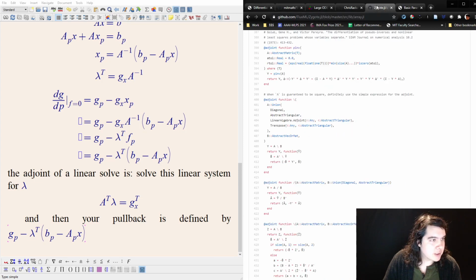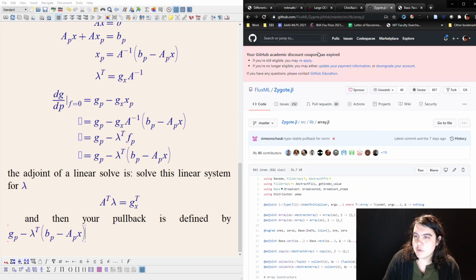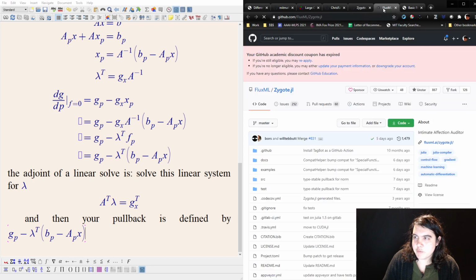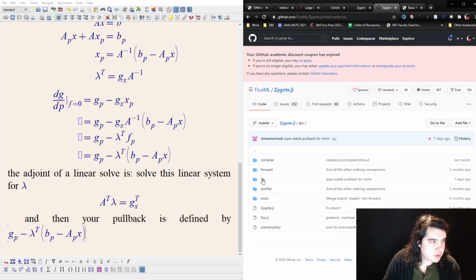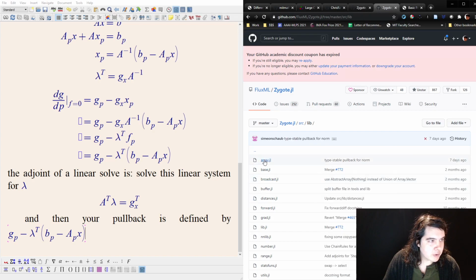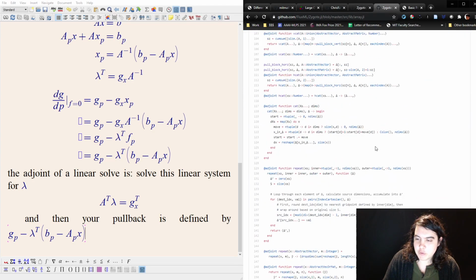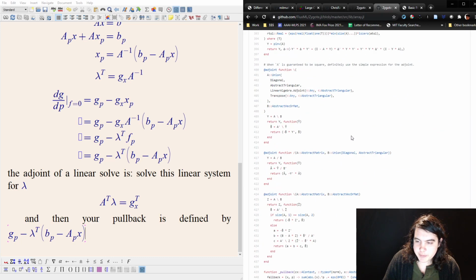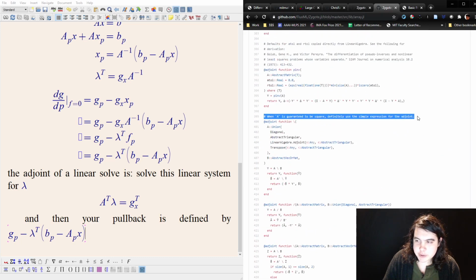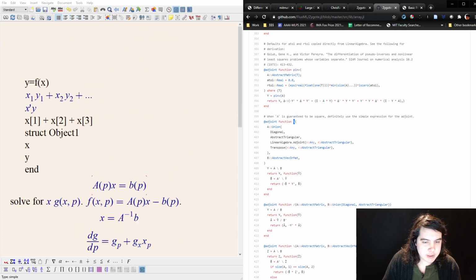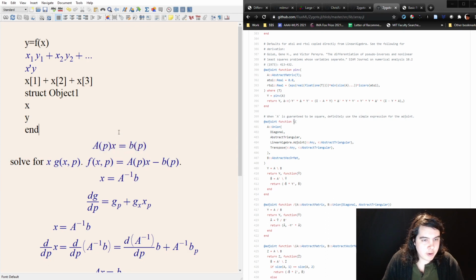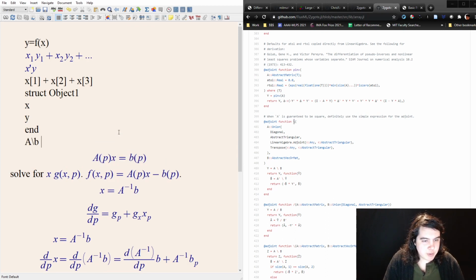You can. So let's actually dig up the Zygote.jl library. Let me show you where I went for this. Inside the Zygote.jl automatic differentiation library, I go into the source files, into lib, into the array file. These are all of its overloads for arrays. If you look in here, you'll find that when A is square, there's a simple adjoint method. So what is the adjoint for backslash? A backslash b is the solution to Ax equals b.